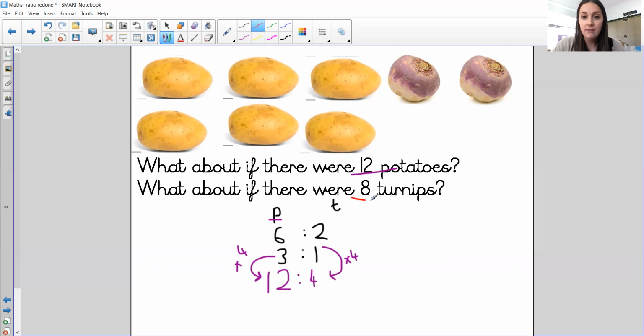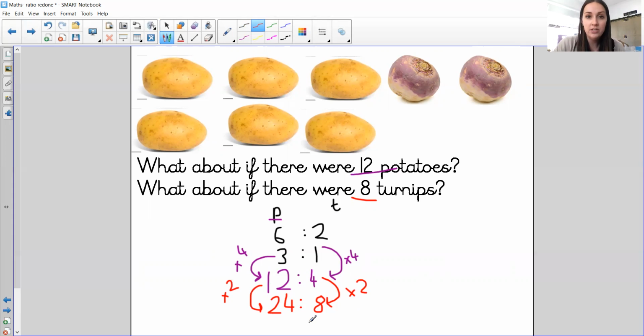Next question then, what about if there were 8 turnips? Would I write the 8 on this side? No, because I'm looking at turnips, so I'm going to write the 8 here. Again, you can go from any of these ratios. I'm just going to go from this one. What do I multiply 4 lots of turnips by to get to 8? Well, I multiply it by 2. So I need to multiply this side by 2. 12 times 2 is 24. So for 8 turnips, you need 24 potatoes.